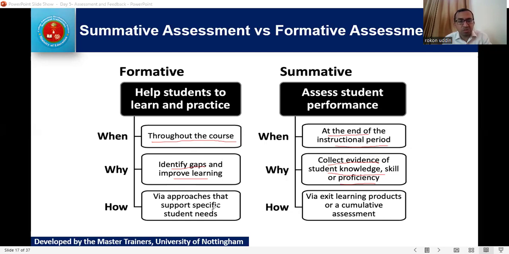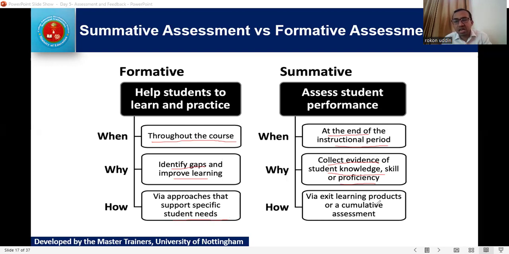Formative assessment uses approaches that support specific students' needs. We find out students' strengths and weaknesses, and then we give support according to their needs. Formative assessment helps the teacher find out a student's need. Sometimes they need more, sometimes they need less. So formative assessment is a guideline for both the students and the teachers.